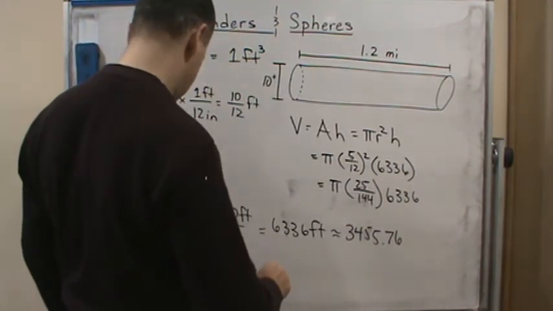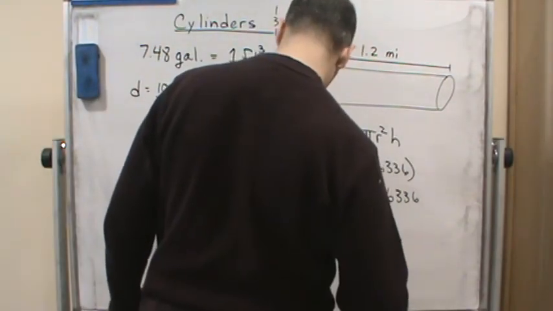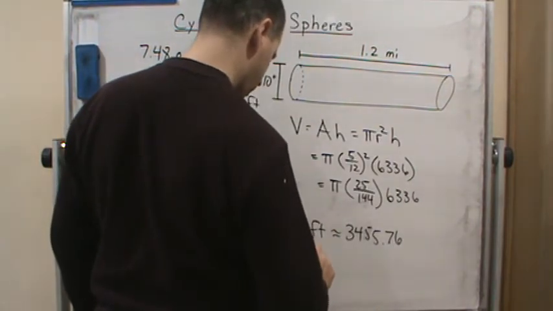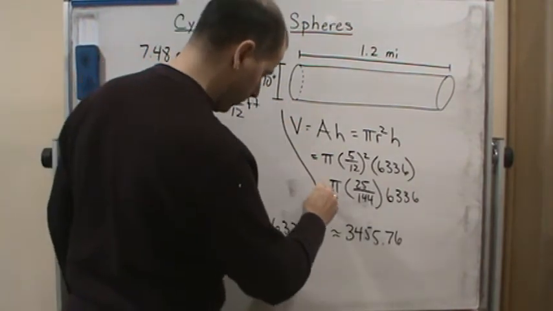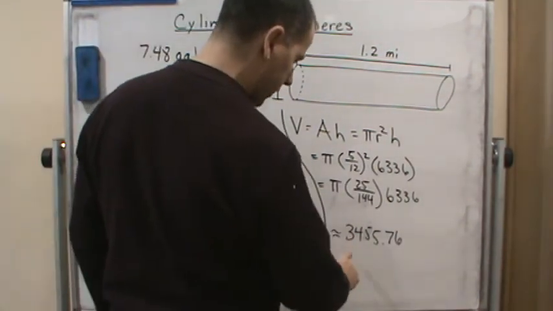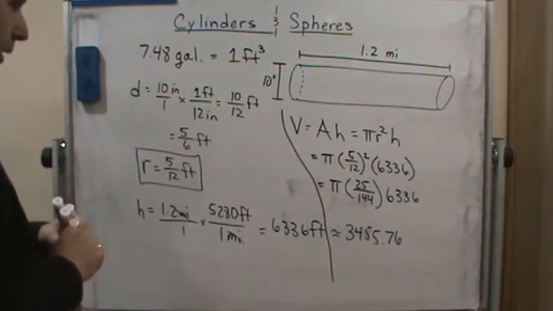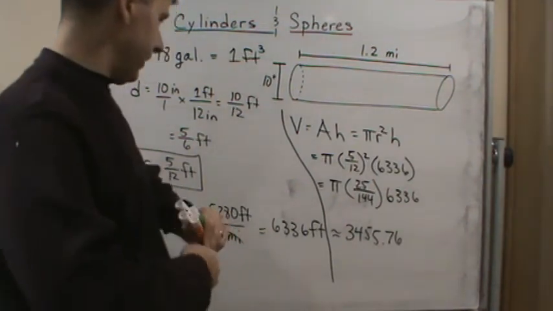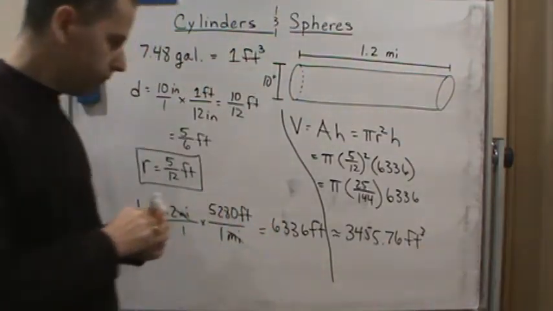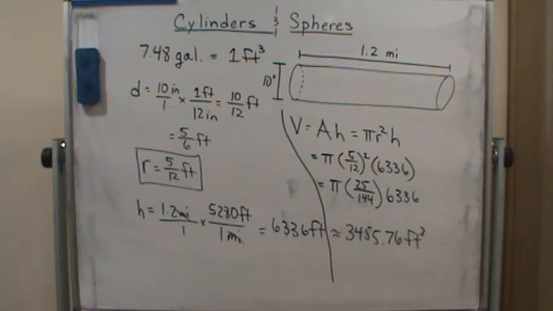Hold on, let me, so people don't get confused. There we go. So this is going to be approximately equal to 3455, and this is in cubic feet. So that's the approximate volume in cubic feet. Now we have to convert this to gallons, and then they want it to the nearest gallon.